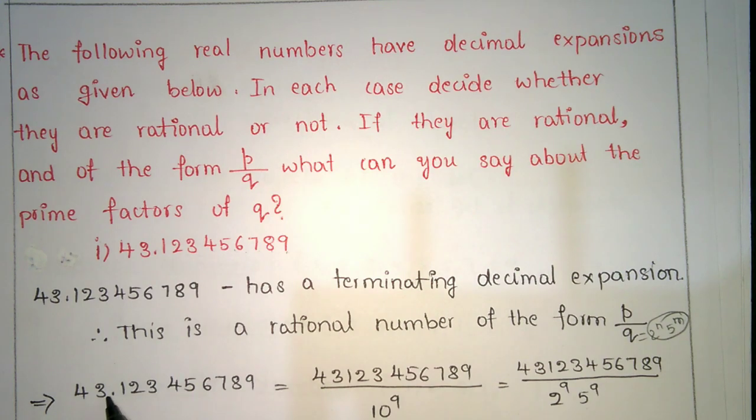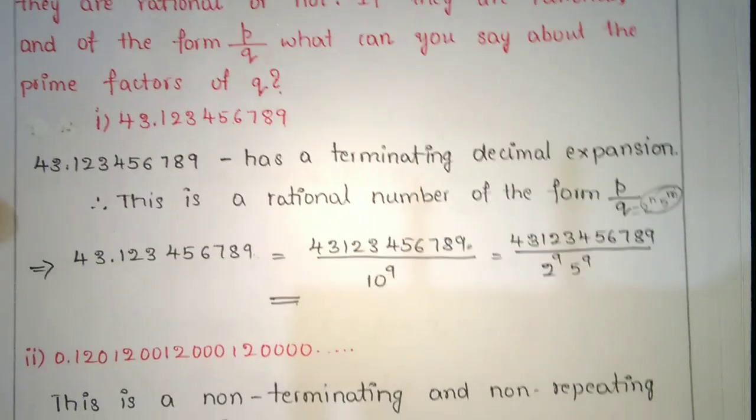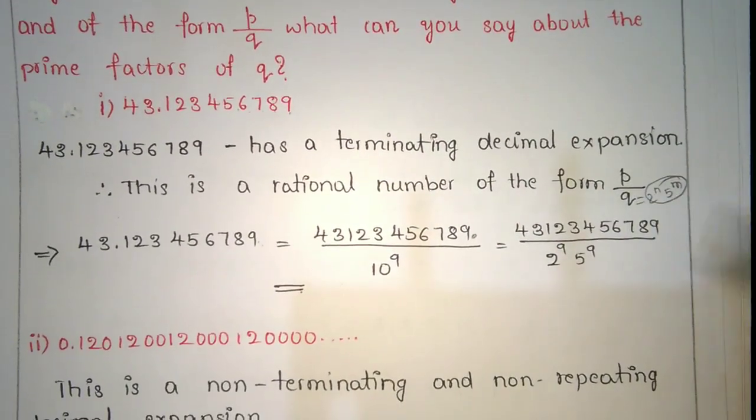So 43.123456789 can be written as 43123456789 divided by 10 power 9. You put the decimal here. So 10 power 9 is nothing but 2 power 9, 5 power 9. So like that, you get the form p by q.